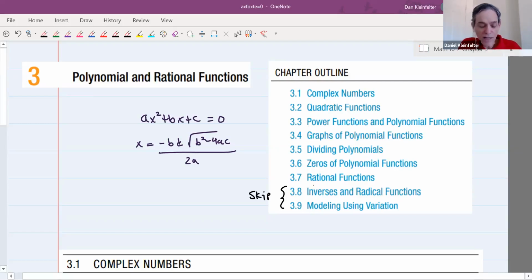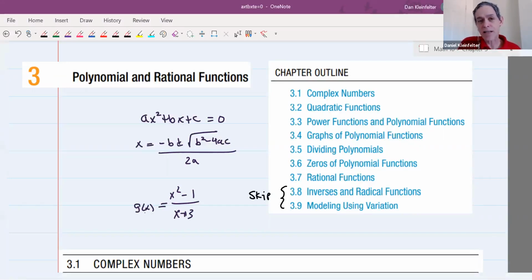3.7 is about rational functions, which are functions whose form is that they're quotients of polynomials. An example of a rational function would be x squared minus 1 over x plus 3. So this is the chapter we're working on now. In this video, we're just getting started by taking a look at complex numbers.